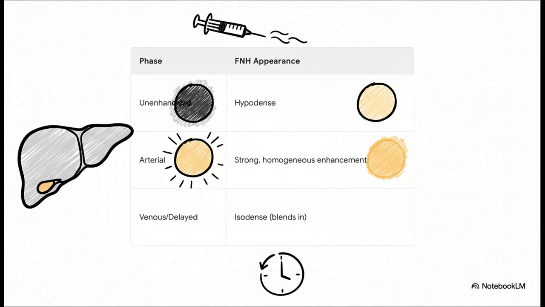Okay, suspect number one is something called focal nodular hyperplasia, or FNH for short. And good news, this one is benign, it's harmless. So before we add any contrast, it looks hypodense, a little darker than the liver around it. But then, bam, in the arterial phase, right after the dye hits, it lights up super bright and evenly. And then almost as fast, in the later phases, it becomes isodense. It just blends right back in, like it was never there.